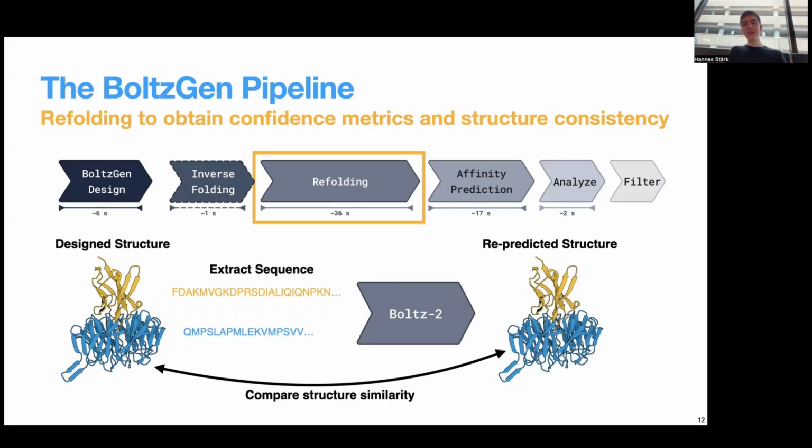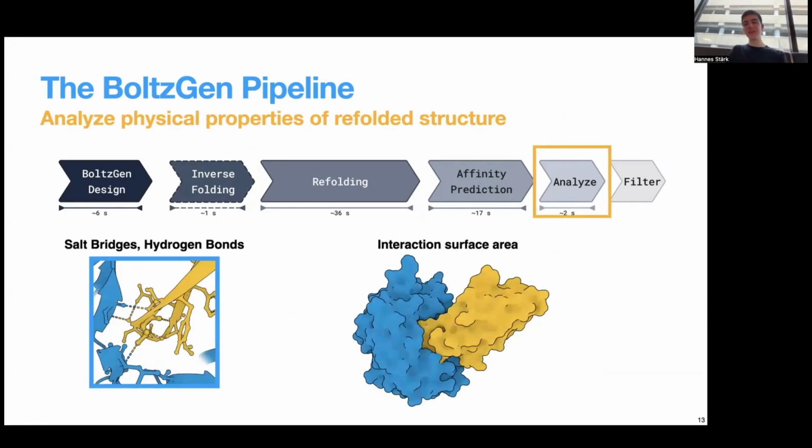Then, for small molecules, if we design binders against small molecules, we have an affinity prediction step that I'm skipping here. And lastly, we compute all sorts of more physics-based metrics where we count, for example, the number of salt bridges, hydrogen bonds, and the interaction surface area. This is similar to what's happening in BindCraft, if you're familiar with that model. And we're computing many additional scores.